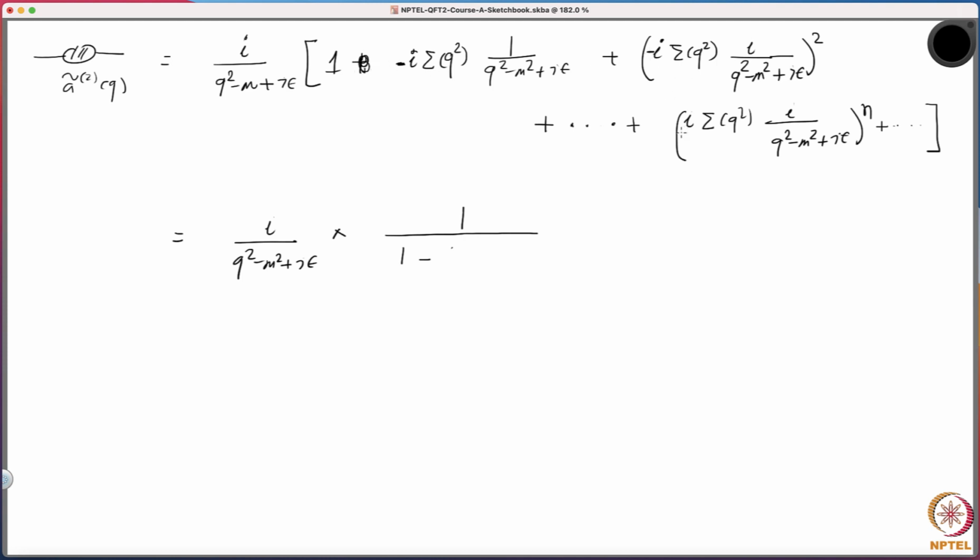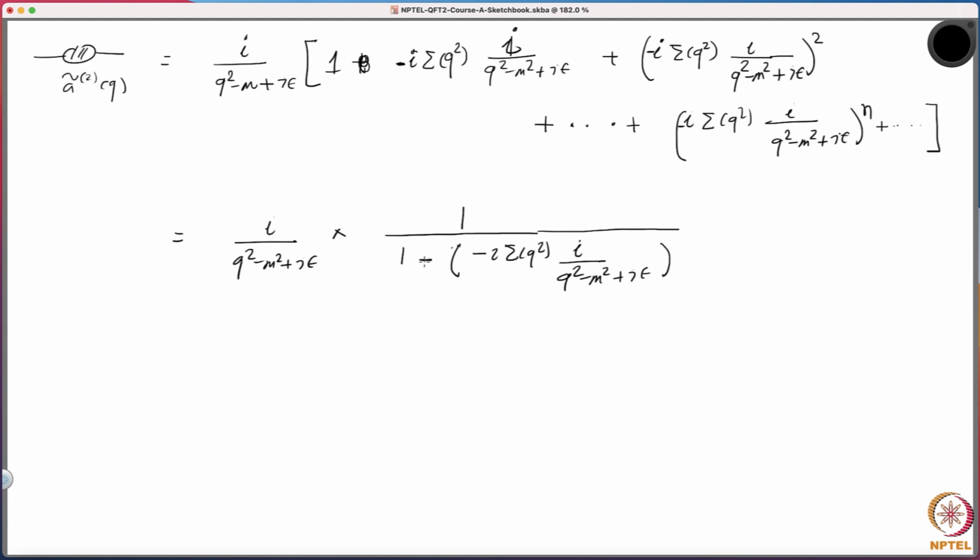That's minus I, that's minus I. So that gives you minus of minus I sigma, minus q square times, and I have missed a factor of I also here. Okay, that's the sum of the series.